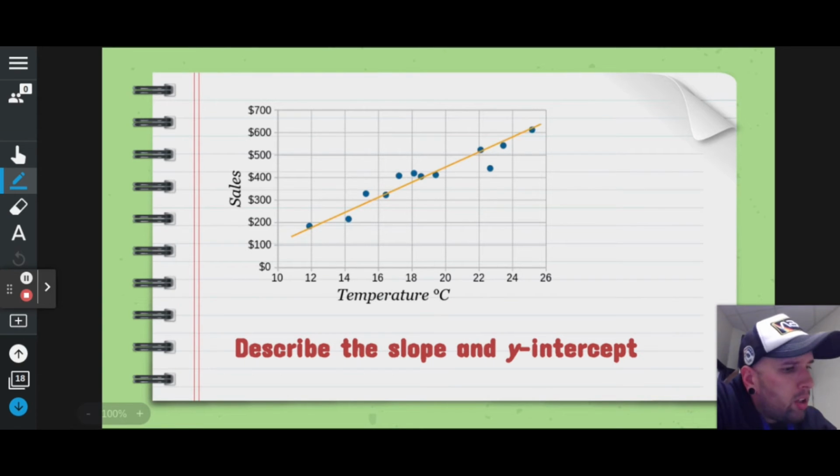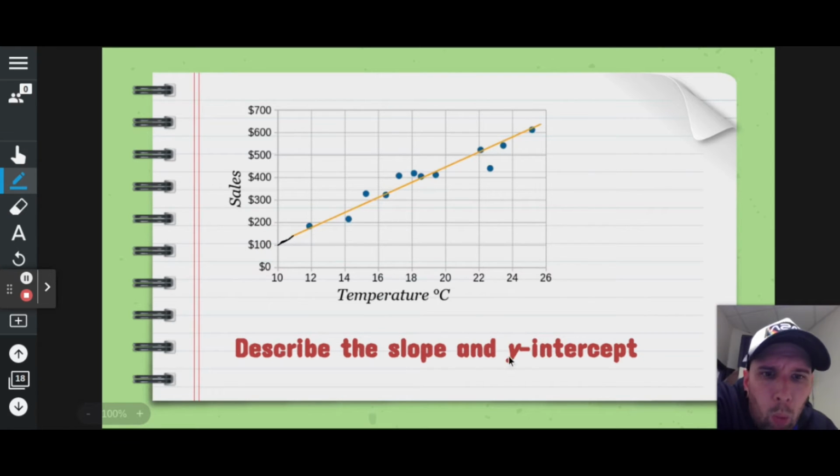So basically, it looks like I have a word problem or a fake word problem where I'm given temperature as my x-axis, sales as my y. And it appears to me that as temperature increases, the sales increase as well. So if we want to be hyper-specific, which I'm going to be because why not, I'm going to keep my line of best fit going a little bit further.